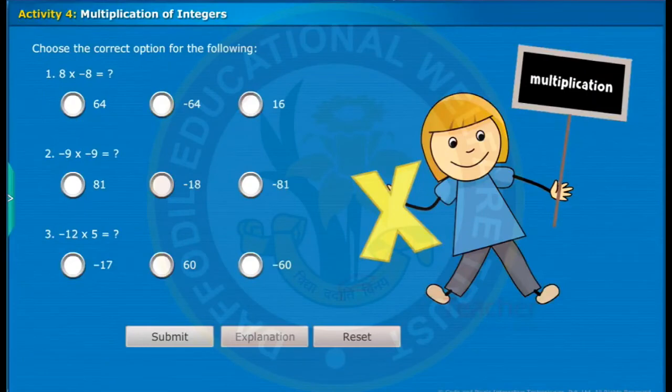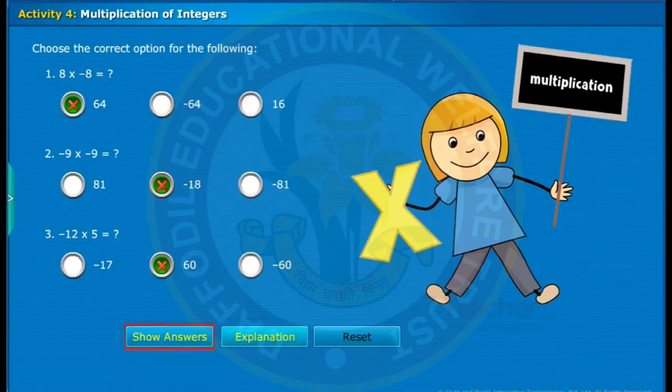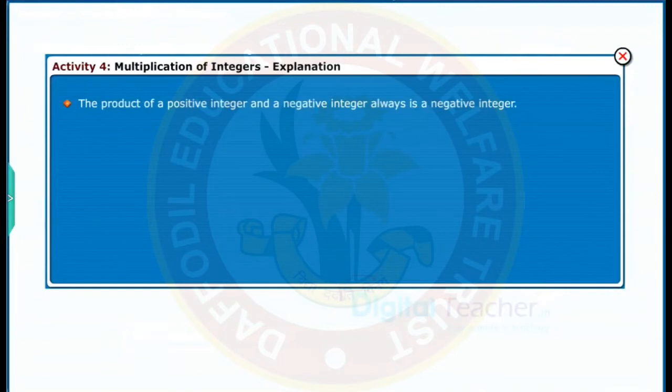Let us do a simple activity to choose the correct option for multiplication of integers. Choose: the product of a positive integer and a negative integer always is a negative integer. The product of two negative integers always is a positive integer.